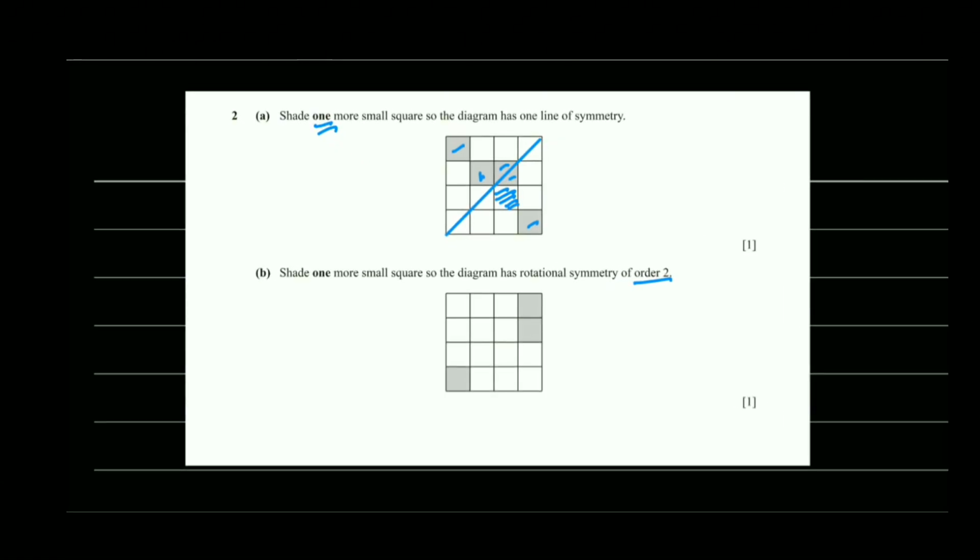Part B, shade one more small square so the diagram has rotational symmetry of order 2. If the order is already given in the question, we have to divide 360 by the order. 360 divided by 2 is equal to 180 degrees. So we have to rotate this figure by 180 degrees, and then shade the required part. So let's start. We have to rotate it to 180 degrees. Start from here, and after that you have to remember which squares are colored.